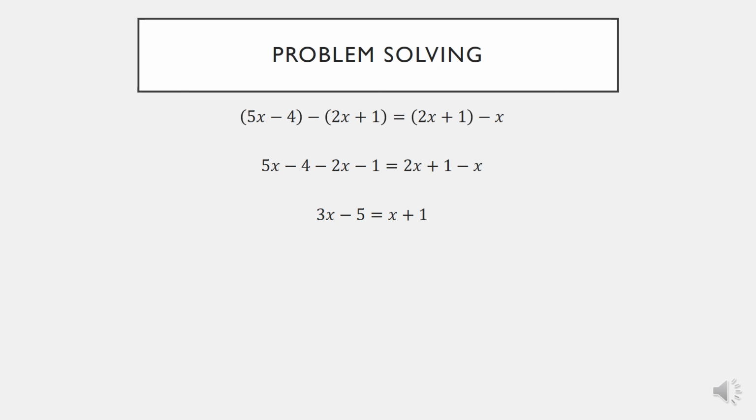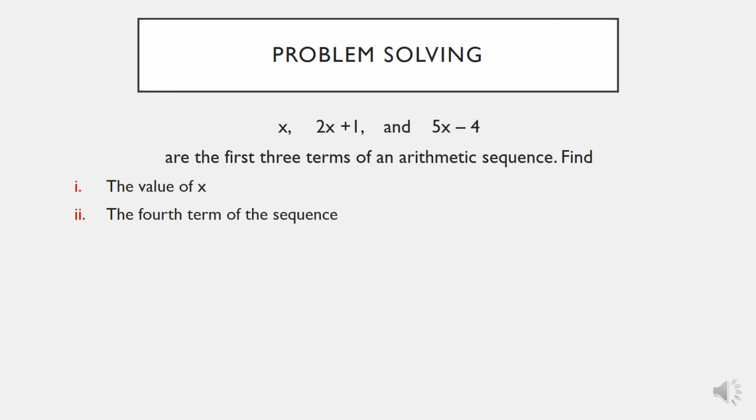Okay, now x is on one side, numbers on the other. We have this, simplify, I get 2x equals 6, and divide both sides by 2, you get x equals 3. So we have solved for x. Okay, now you may think you're finished, but let's go back and read the question and answer the question we are asked. Find the value of x. We've done that, but we also have to find the fourth term of the sequence.